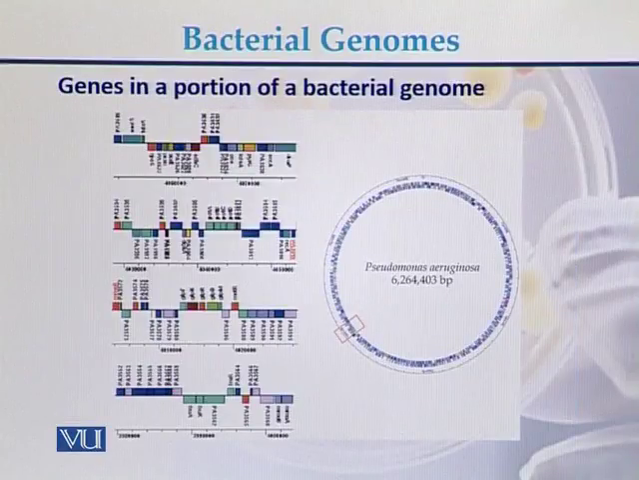This is a pictorial view of one bacterial genome. Here we can see a small portion of the genome of Pseudomonas. This is the circular DNA of Pseudomonas, and this is a small portion of the genome. In this small portion, we can see that all these genes are located in this small portion of the genome of Pseudomonas. So, in case of prokaryotes, most of the genome is coding.